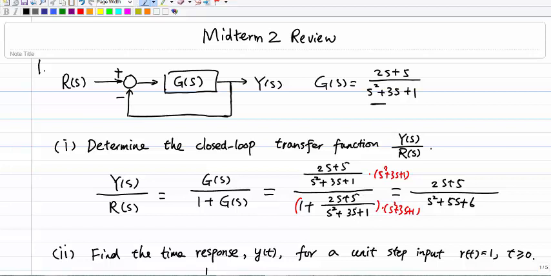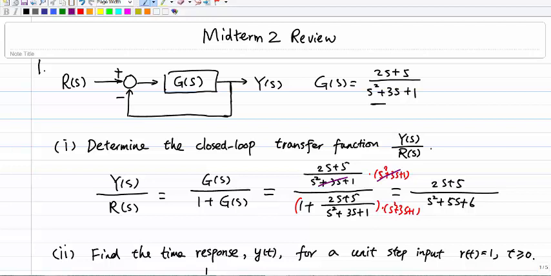To get a clearer form of the actual transfer function, we multiply both the numerator and denominator by s squared + 3s + 1. Then the numerator becomes 2s + 5, because this one will cancel out, and this will cancel out this term, but there's one more term over here, s squared + 3s + 1 + 2s + 5, so we get s squared + 5s + 6. So this is the closed loop transfer function.